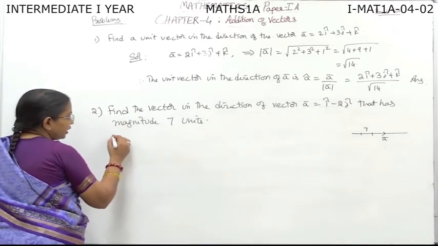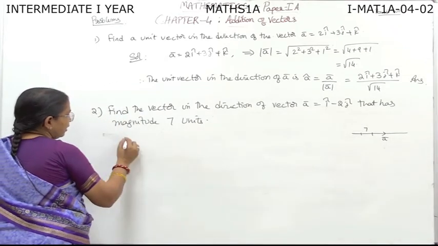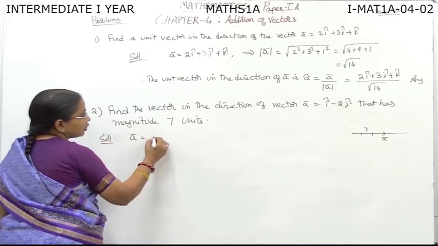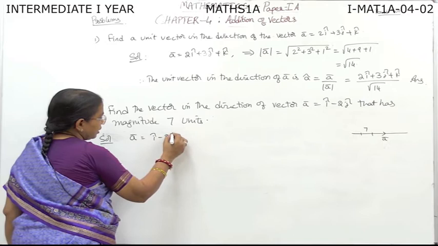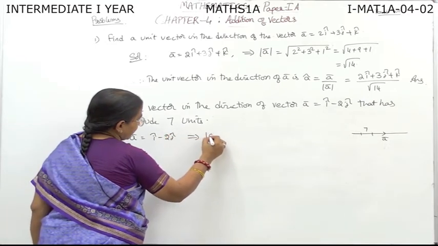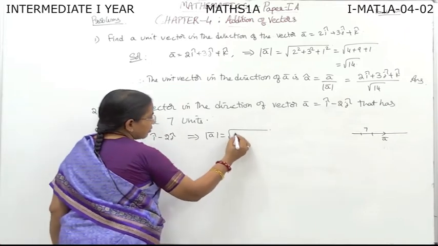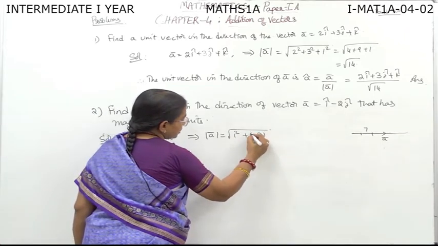So the given solution: A is equal to i minus 2j. Now we'll find mod A. Mod A is equal to root of 1 square plus minus 2 whole square.